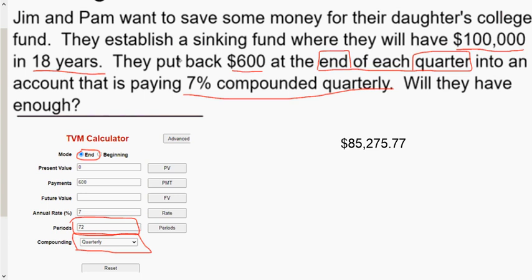So I hope this video helps. I know this was very quick. The other video is much more thorough, so make sure you check that out if you need that. I would encourage you to watch that first. This is just showing you how the TVM solver works.